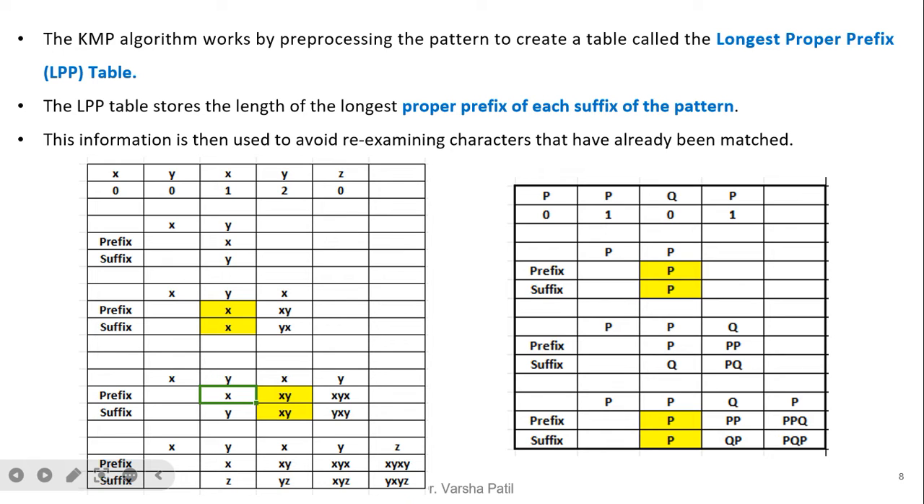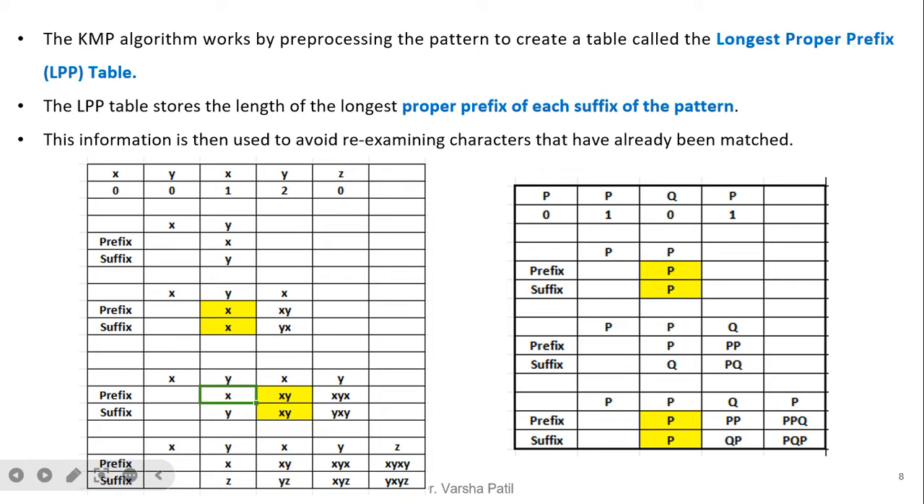This information is then used to avoid re-examining the characters that have already been matched. Now we will see how that longest proper prefix table is created. Now the pattern is XYXYZ and its longest proper prefix table, that is the LPP table, is 00120.